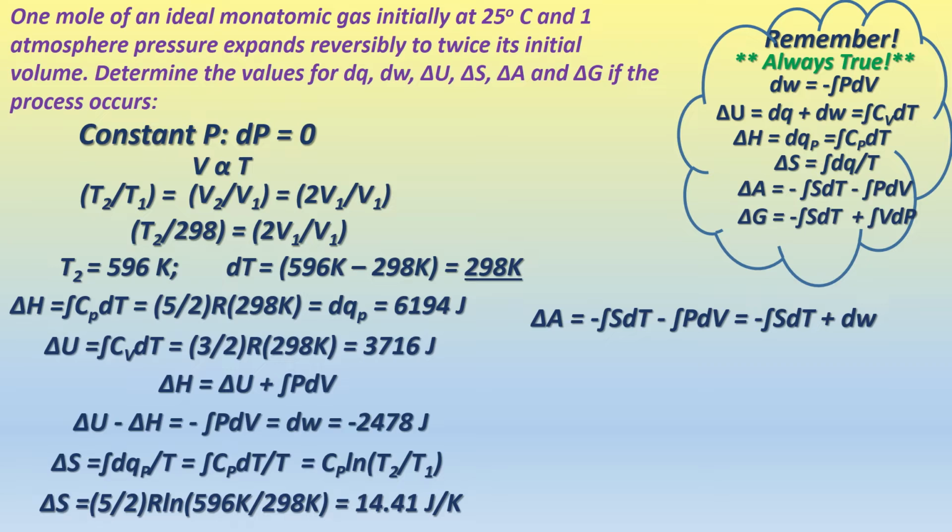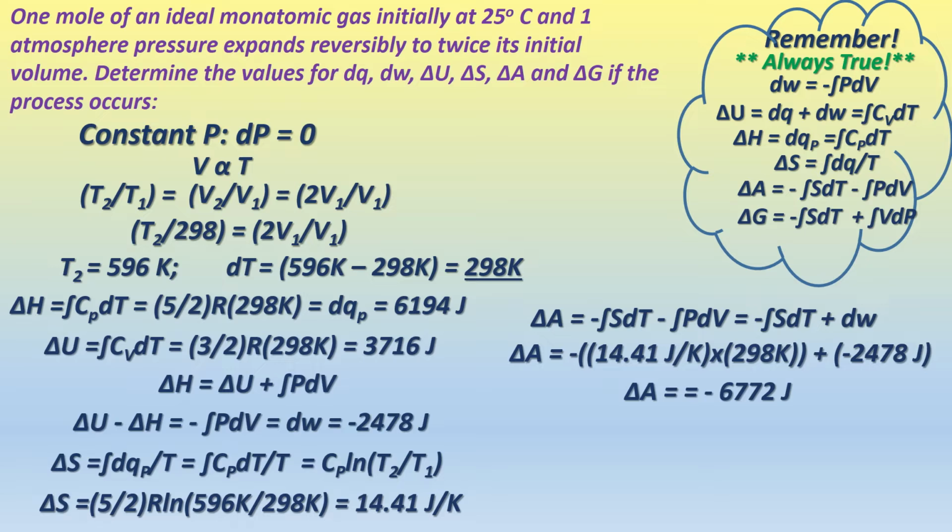Delta A simply now becomes arithmetic. Minus SdT minus PdV is minus SdT plus dW. I have a value for S, so it's minus 14.4 joules per degree Kelvin times 298 K, which was the change in temperature, and I have a value of work of minus 2,478 joules. So the Helmholtz energy for this process is minus 6,772 joules.